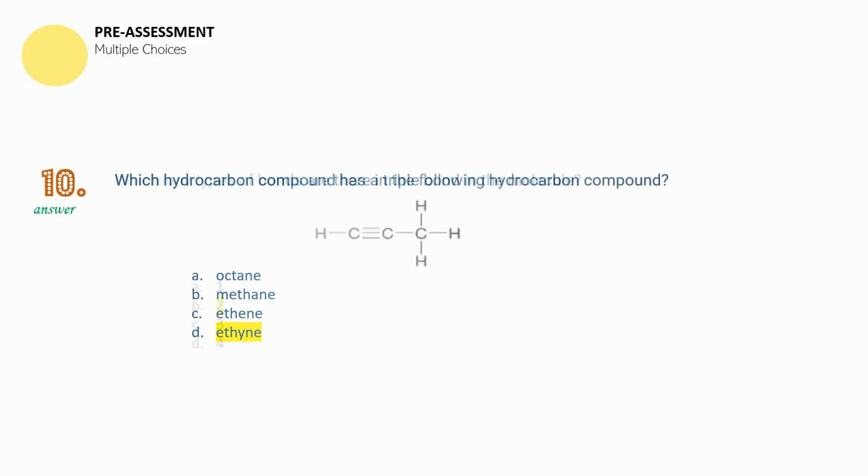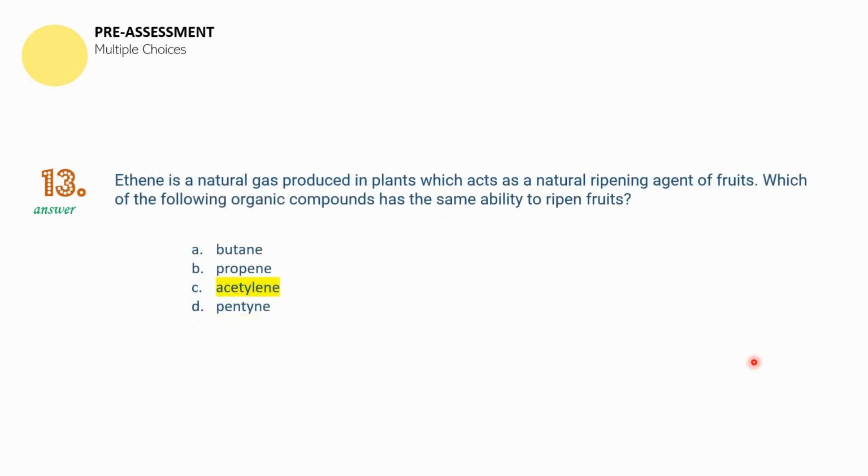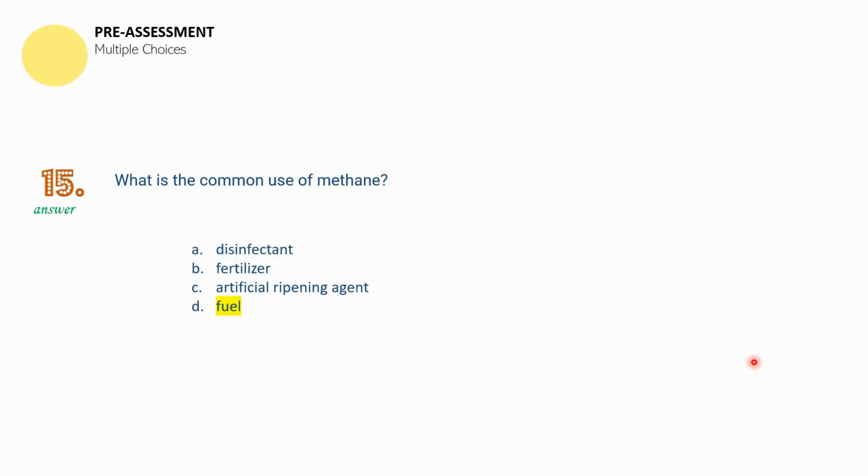The answer to question number 11 is D. 2. There's a triple bond and a single bond. The answer to question number 12 is C. Alkene. The answer to question number 13 is C. Acetylene. The answer to question number 14 is C. Butane. The answer to question number 15 is D. Fuel.